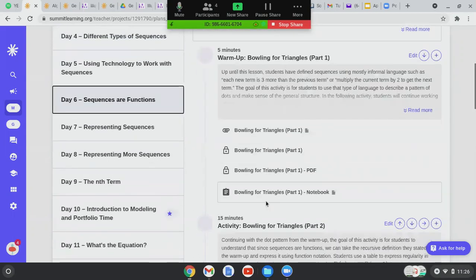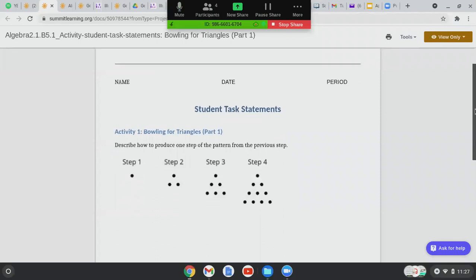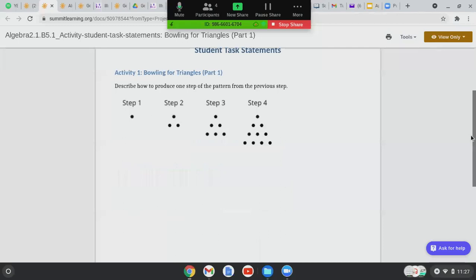All right. So now we're still in this mindset of talking about patterns. So describe how to produce one step of the pattern from the previous step. So we're on step 1. How did we get to step 2? We're at step 2. How did we get to step 3? And you should be able to type in this space.